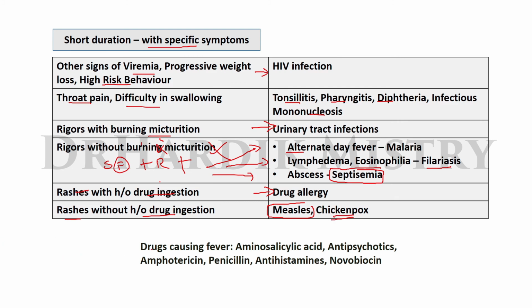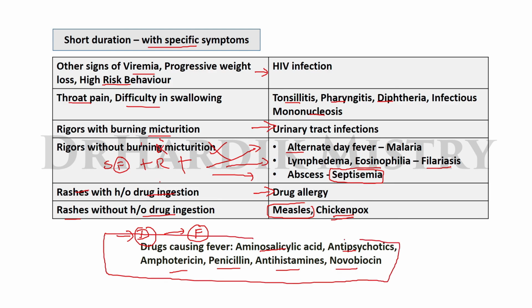Which are the drugs that cause the fever? When we give a drug to the patient and due to this drug effect the fever happens. So drugs causing fever are aminosalicylic acid, antipsychotics, amphotericin, penicillin, antihistamines and novobiocin. So all these drugs, when we give them to the patient, then as an action the fever happens.